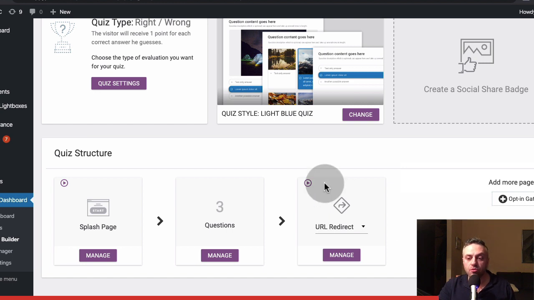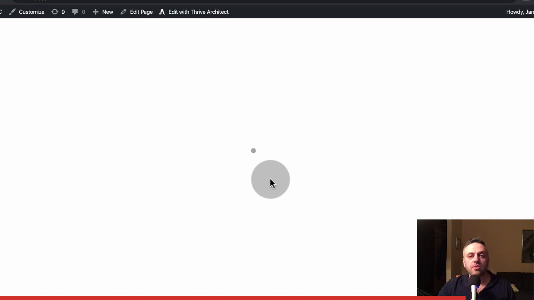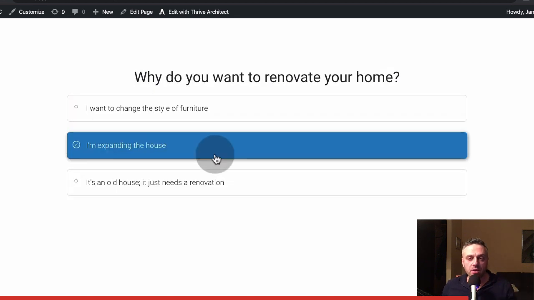Now, let me show you how it really works, how it looks live. So this is the landing page. Obviously, it's a very simple landing page. You could put some images here and things like that, but it gets the job done. You could start the quiz. You could answer whatever you want, and then we have the opt-in gate. So this is the quiz with the opt-in gate. You fill out, and then you're redirected to another landing page.